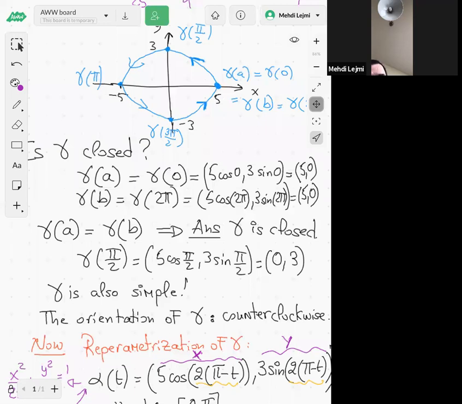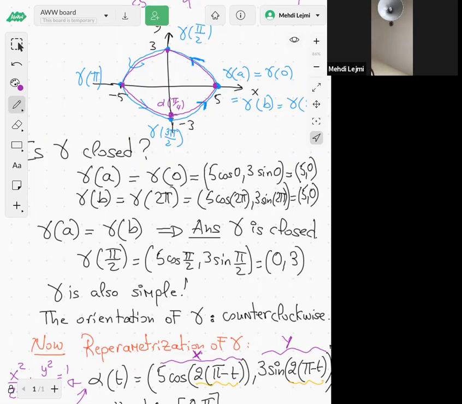So if you want to graph your alpha, alpha of 0 is this point here. Then alpha of pi over 4 would be this point. And if you do alpha of pi over 2, that will be (-5, 0). Alpha of 3 pi over 4 will be this point here. And finally, alpha of pi would be again (5, 0).